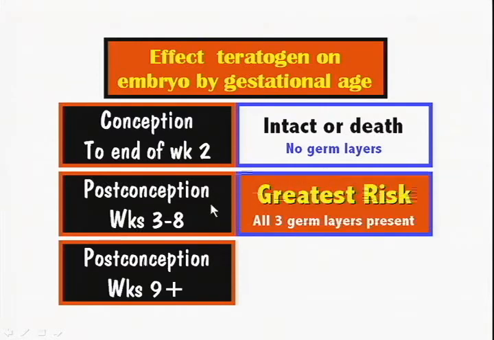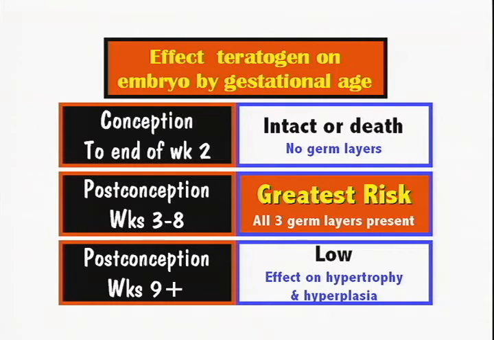Post-conception, weeks 3 to 8. Now here's where we have the risk. And week 3 is really pretty minimal. You've got to have the 3 germ layers in order for there to be a possibility for teratogenesis, because that's the germ layers. At 8 conceptional weeks or 10 menstrual weeks, all of the organs have formed. After week 8, we're going to have either hypertrophy or hyperplasia, and those are post-conception weeks 9 plus. And what is, I think, very fascinating is the resistance of this early fetus to external influences.